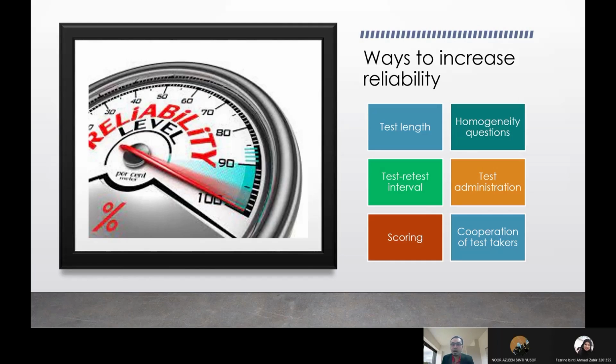So the last part is ways to increase the reliability. Actually, it's almost the same as what Madam Fazrine explained just now, how to reduce the error. The first one is the test length, test-retest interval, scoring, homogeneity of questions, test administration, cooperation of test taker. So all the 6 components are the things that we should consider after we do the reliability test. What improvement should we consider to our instrument that we have developed or adapted.